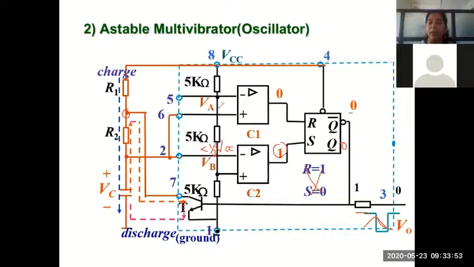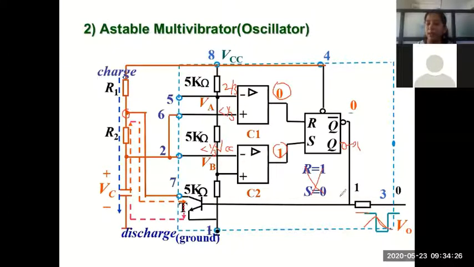And what about the upper comparator? In the upper comparator also pin 6 comes to less than 1/3 whereas pin 5, that is inverting terminal, is at 2/3. So this comparator output will be 0. So as you can see here, upper comparator output is at 0, lower comparator output is at 1. So S is 1, R is 0. Again, Q comes to 1, Q bar goes to 0.